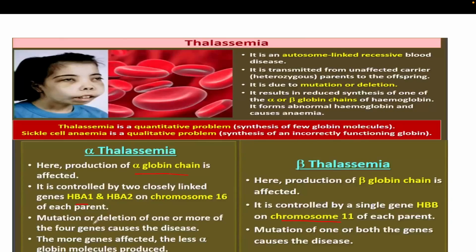The more genes affected, the less alpha globin will be produced, and mutation of one or both genes causes the disease. So it is directly proportional to the number of genes affected. But in beta thalassemia, if one of the genes is mutated, then beta thalassemia can occur.